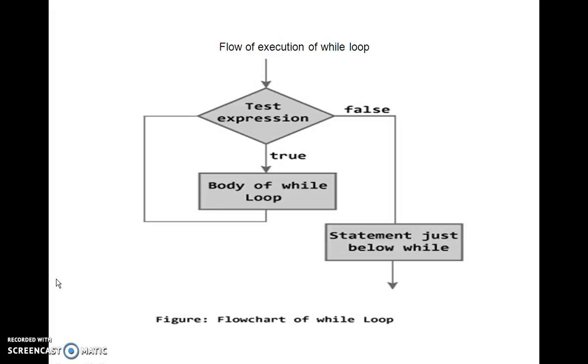So this is the flowchart that explains the working of a while loop. Initially the test expression is checked. If that is true, the body of the loop will be executed, and this is repeated until the test expression becomes false. When it becomes false, you can see the statement just below the while loop will be executed.